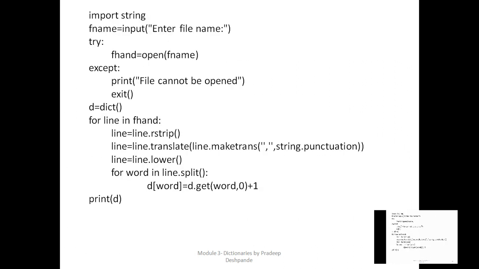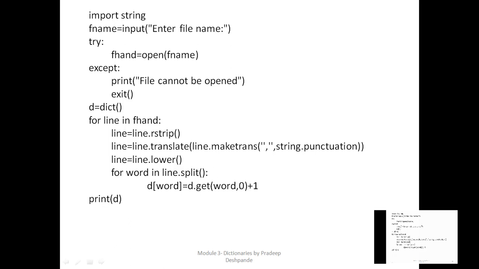Example we have here: import string. We need the string module here because we are using the maketrans and translate functions. We are taking an input file. In the same way, the file will open if it is available, otherwise you will get an error. We are creating an empty dictionary. For line in fhand, line equals line.rstrip. We are stripping the line.